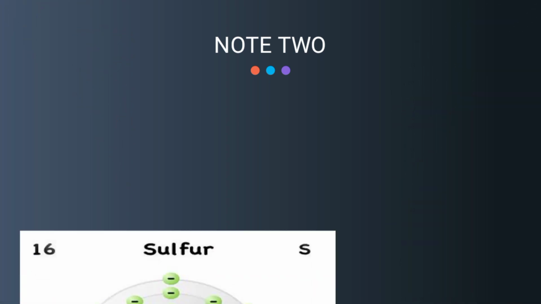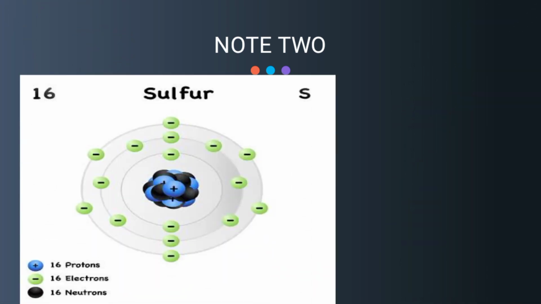Note 2, sulfur. This sulfur is actually spelled SULPHUR for British students, but for American students sulfur is correct, so don't bother. The green part represents electron, the blue part represents proton, and the black part represents neutron, and they are all given signs: negative for electron, positive for proton. The cluster of the proton and neutron, the position where they are found, is called the nucleus. Sometimes some people will use a circle to denote it. So that is the nucleus.